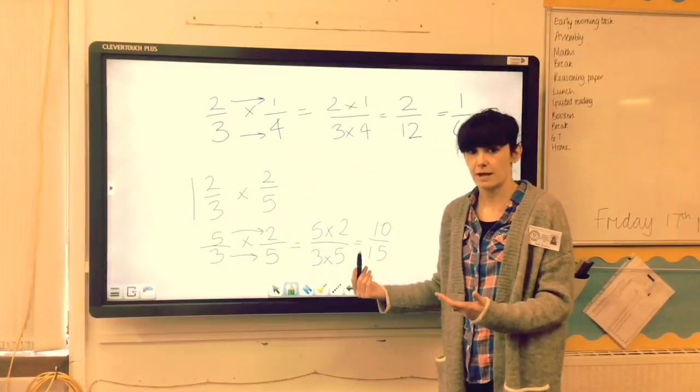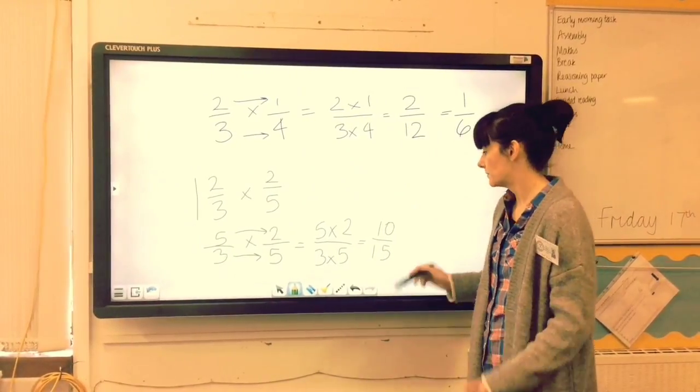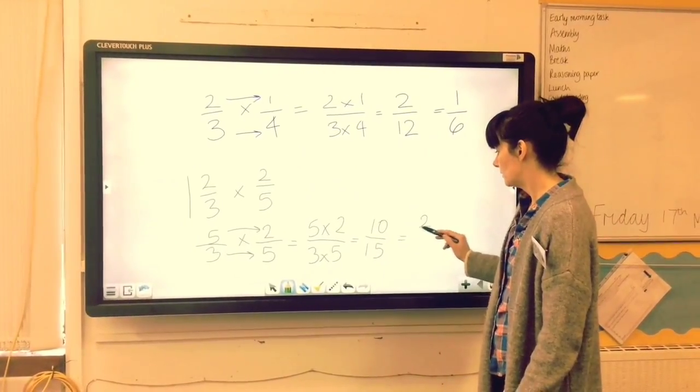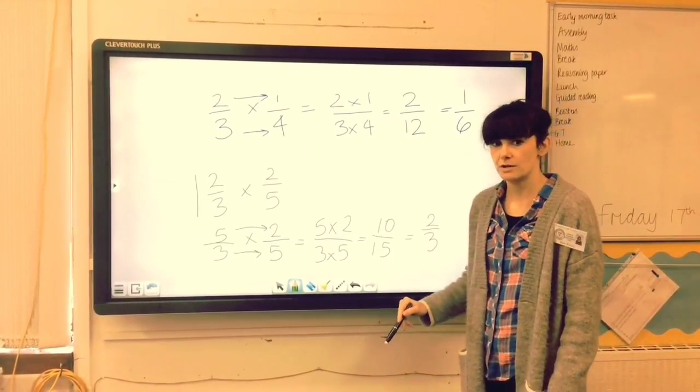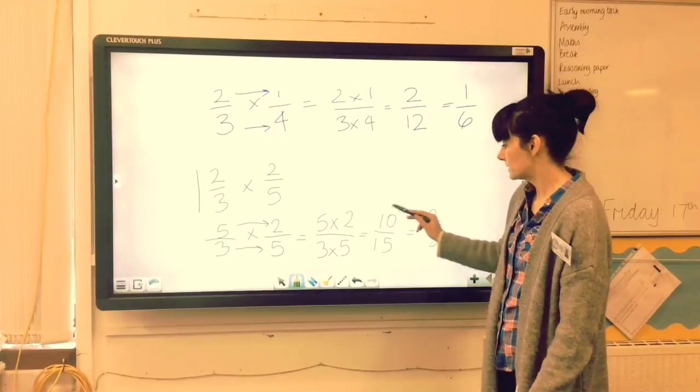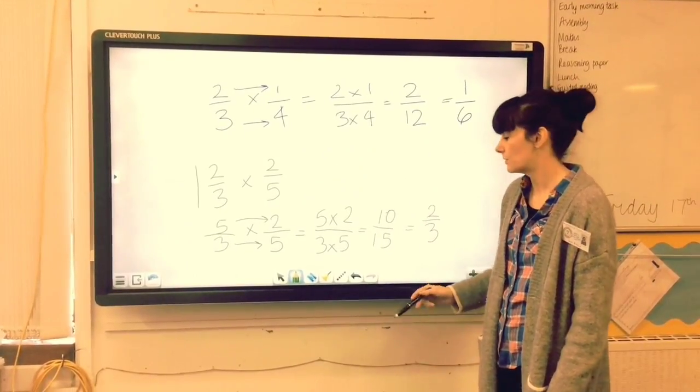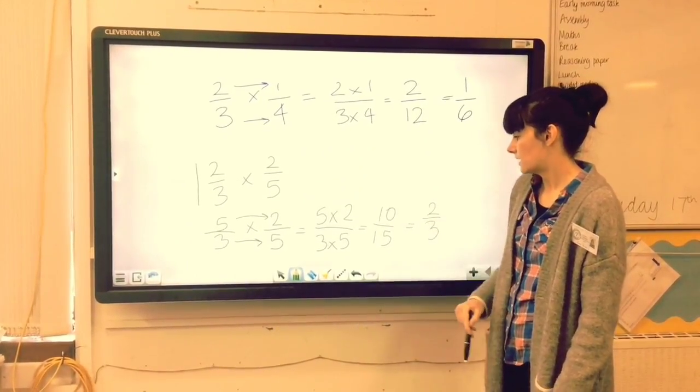Again, it can be left at that point, but if it does specify to be simplified, then we can go for 2/3 by checking to see which number would go into both equally. And we can see that both those numbers are in the 5 times table, and it goes in twice and 3 times.